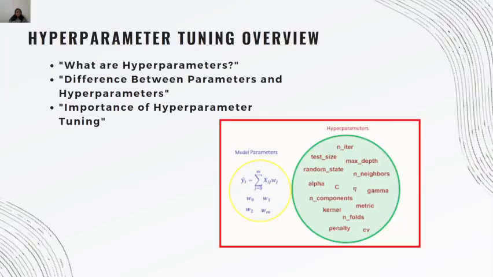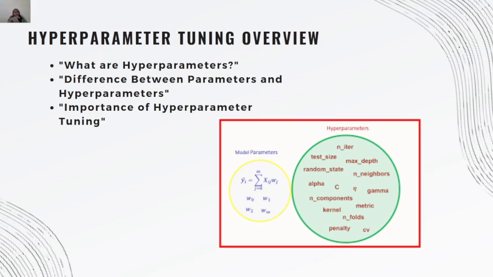Let's have a hyperparameter tuning overview. So now let's talk about hyperparameter tuning. Hyperparameters are parameters that control the training process, but they are set before the model training begins. For example, in a random forest model, the number of trees is a hyperparameter. Parameters, on the other hand, are learned from the data during training. For example, the weights in a neural network.